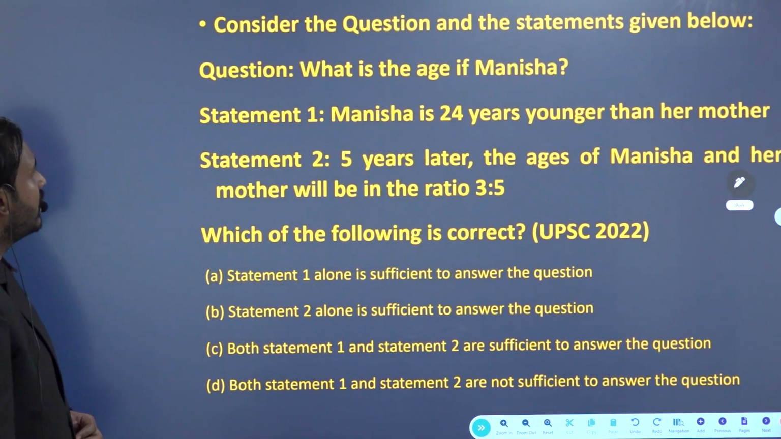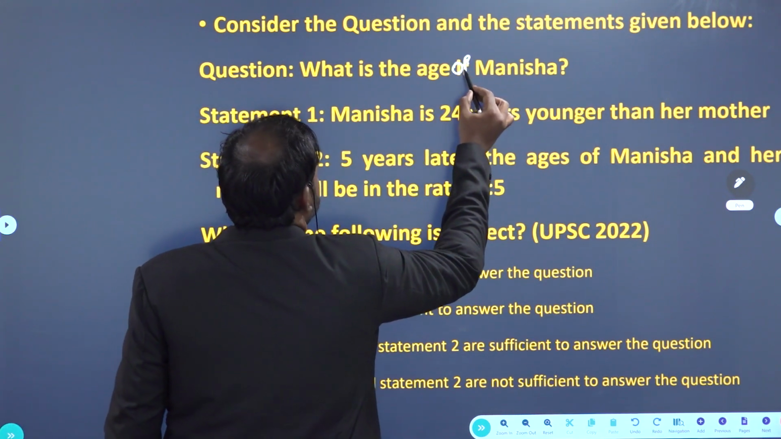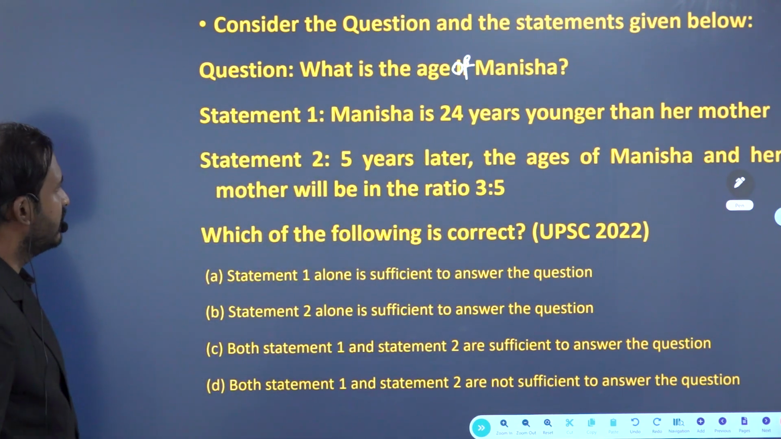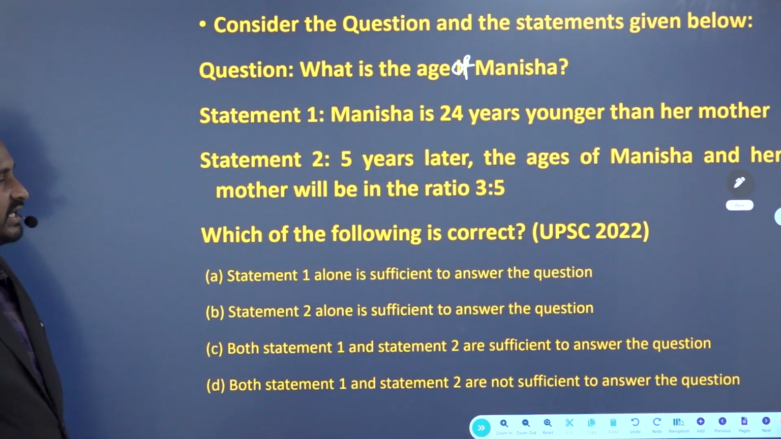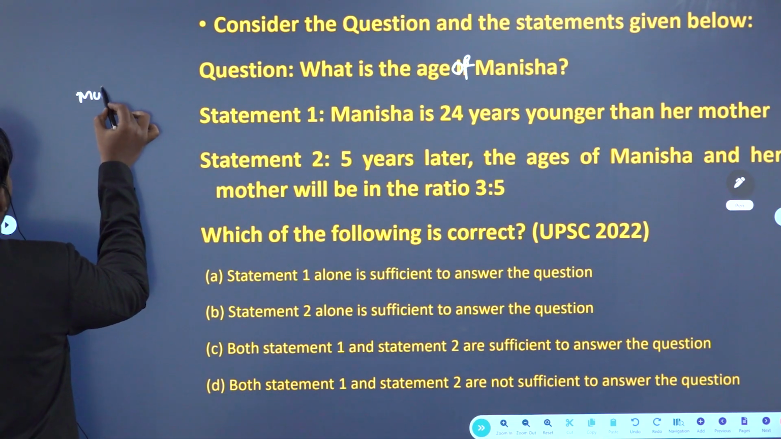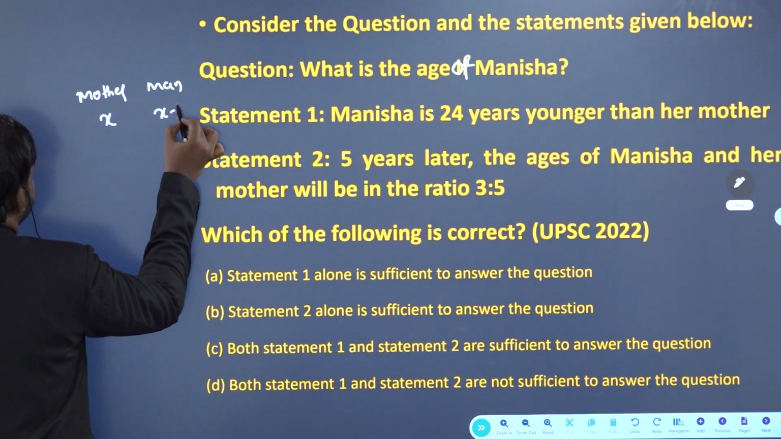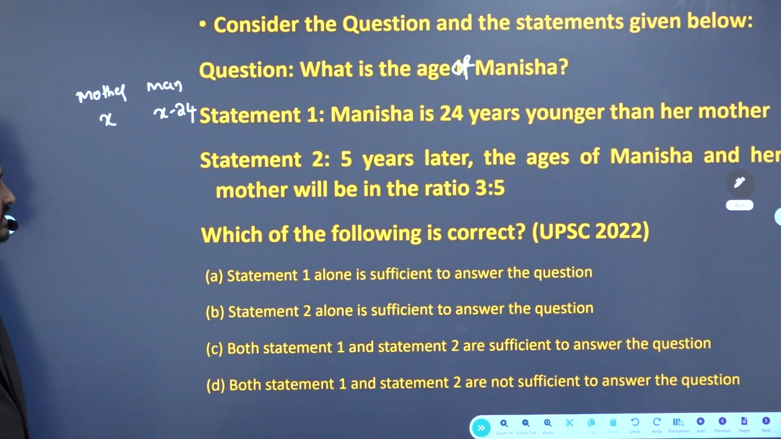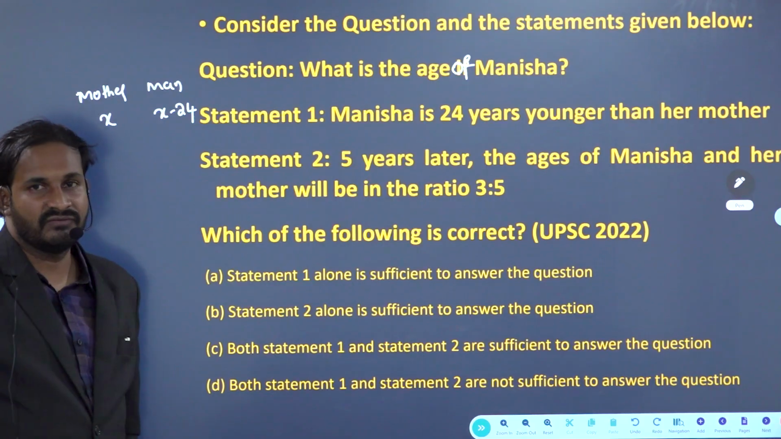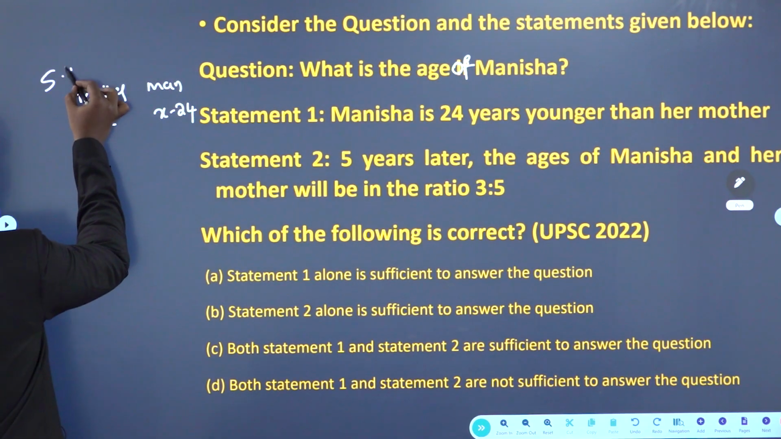Consider the question and statements given below. What is the age of Manisha? That is the question they gave for us. Statement 1: Manisha is 24 years younger than her mother. If mother's age is some x, Manisha's age will become x minus 24. But by using this, we cannot tell the age of Manisha exactly. Okay, put that aside. This is from statement 1.